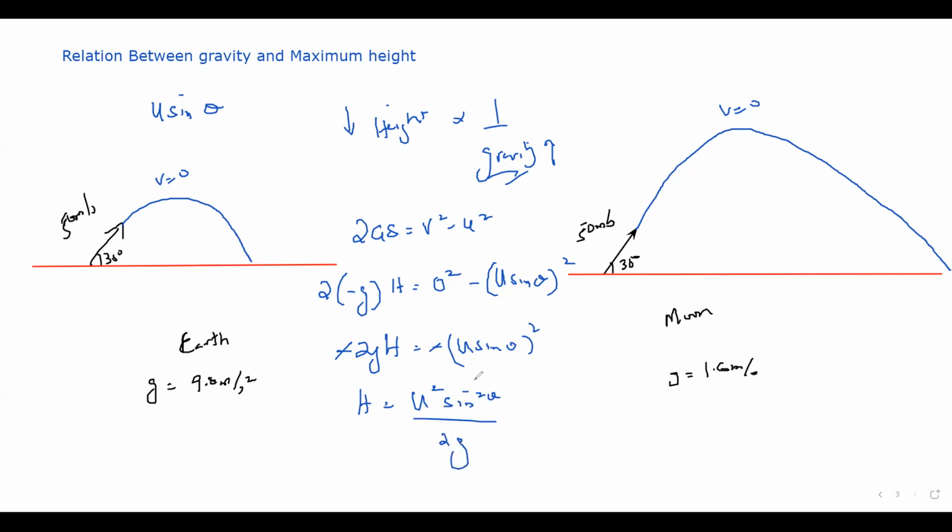So you can clearly see the relation between the maximum height and gravity. This is a formula which shows the relation between maximum height and gravity. So gravity is in the denominator. So if the gravity decreases, the height reached by the projectile will increase. Is it clear?